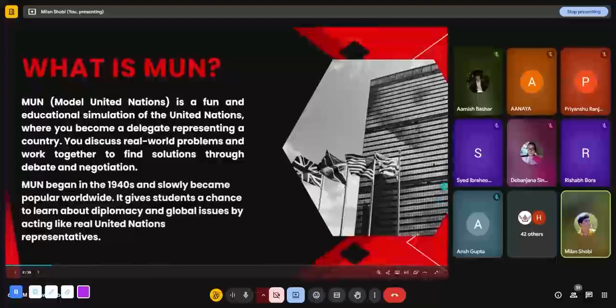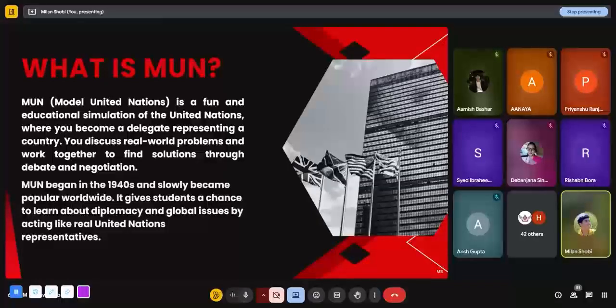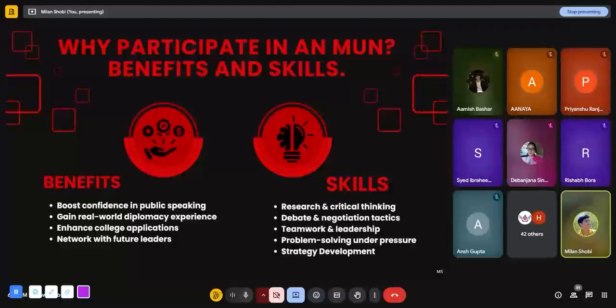All right. Coming back to the history of it, MUNs, as I told you before, started in the 1940s, originally at Harvard, and slowly became popular worldwide. It gives students a chance to learn about diplomacy, fostering cooperation and global issues by acting like real world United Nations representatives. Going further, you might even ask yourself, why should I even participate in an MUN?